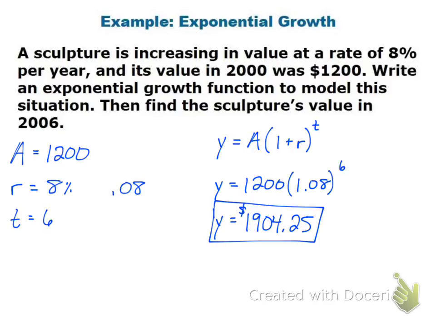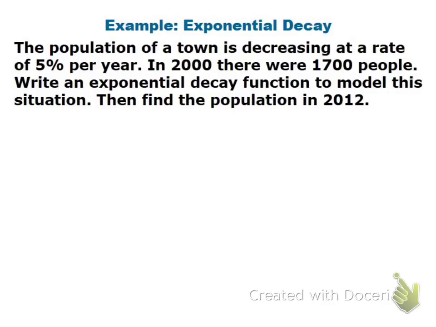Just like that. So starting amount, rate, and time. Take the starting amount. Since it's growing, I'm going to do 1 plus my rate, and the time that goes by is 6 years. With the second one, population of a town is decreasing at a rate of 5% per year. In 2000, there's 1,700 people. Find the population in 2012. So again, A is going to be my starting amount, which in this case is 1,700 people. My rate, again, this is a rate that it's decreasing by, is 5%, which is 0.05. And the time that goes by is, in this case, 12 years.